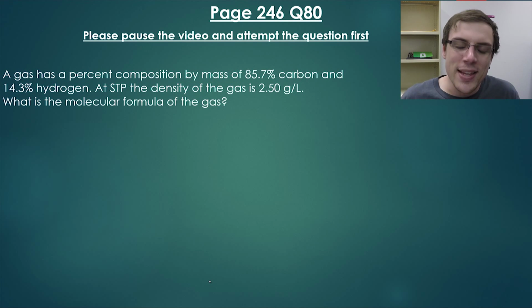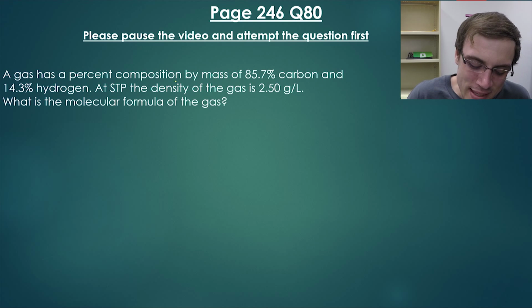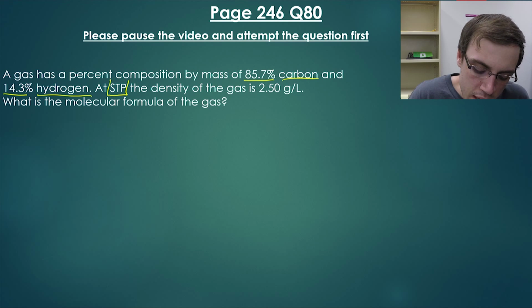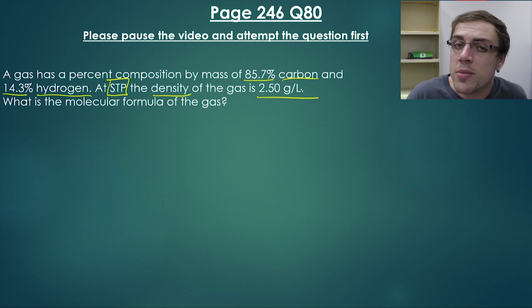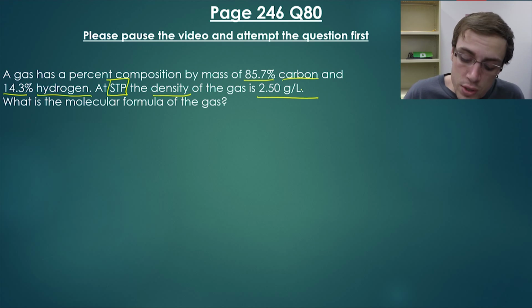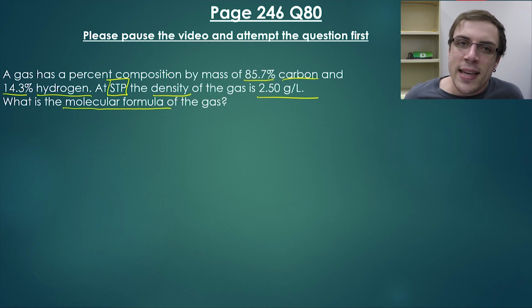Okay, our lucky last one, and this one I included for you guys just because of your mid-semester exams, because I know how much we love percent composition. Oh dear. So, a gas has a percent composition by mass of 85.7% carbon, 14.3% hydrogen. At STP, so again, big square around that one, the density of this gas is 2.5 grams per liter. So that's interesting. They've already put it in grams per litre for us, not grams per mil like they usually do. What is the molecular formula for this gas?